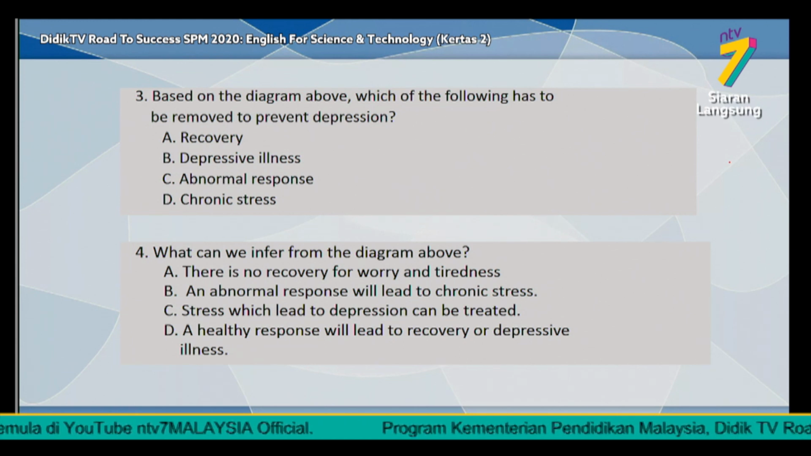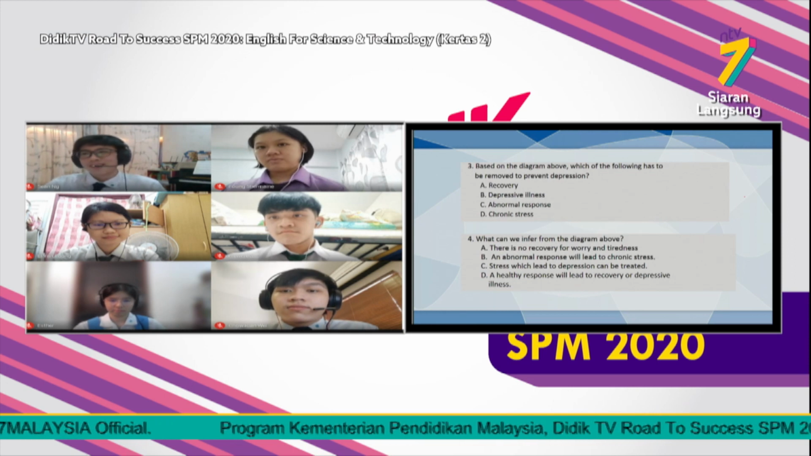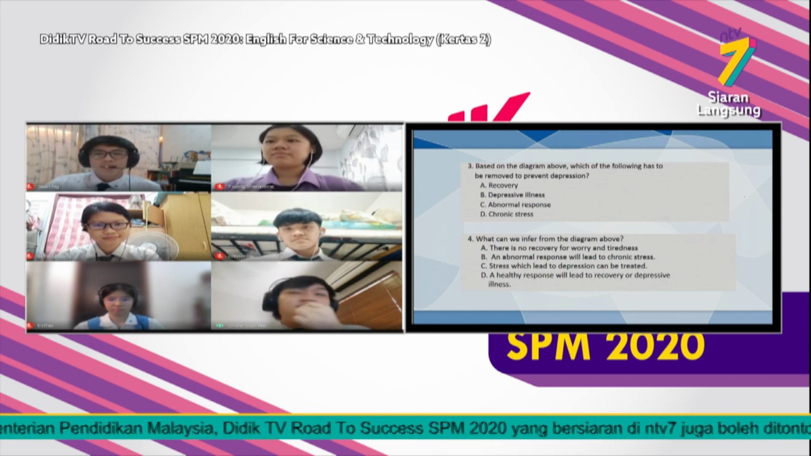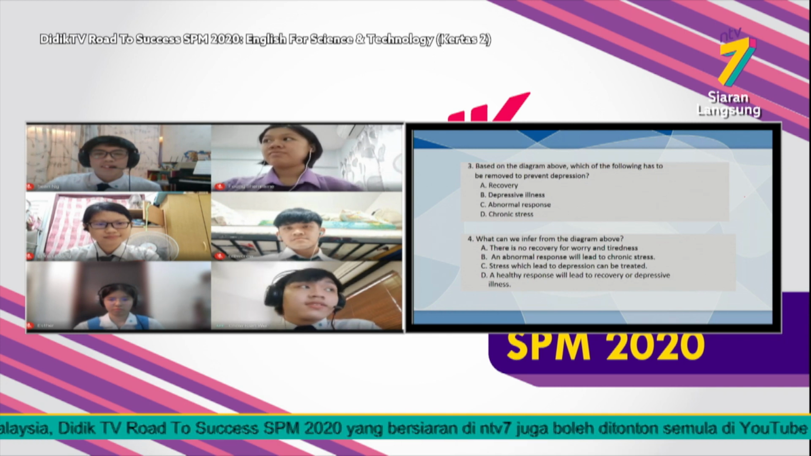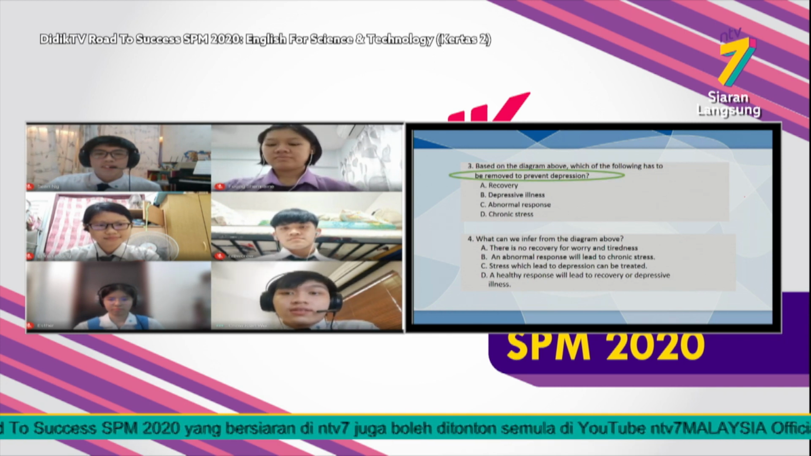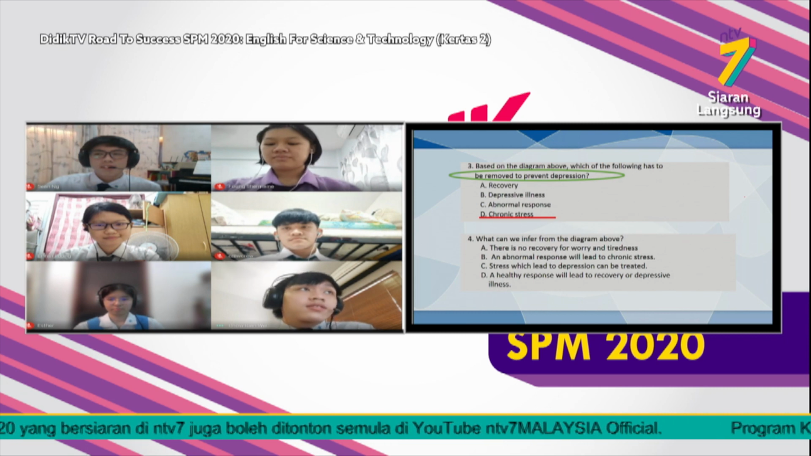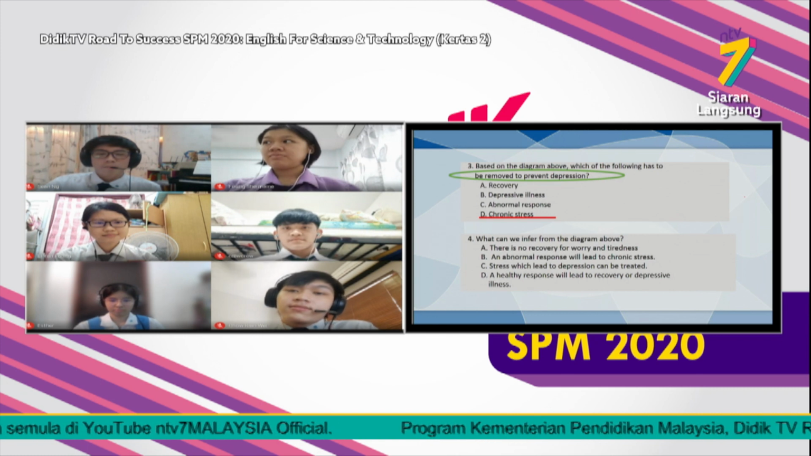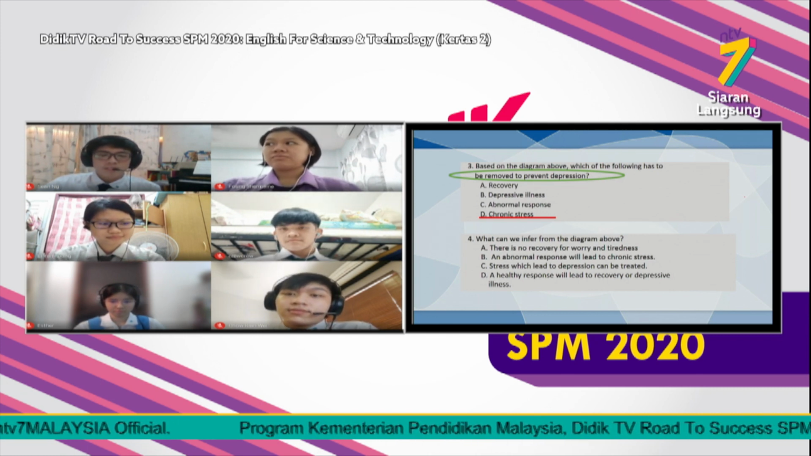The answer should be D, chronic stress. Exactly. Very good. Well done. So, how about number 4? Esther, what is the answer for number 4?